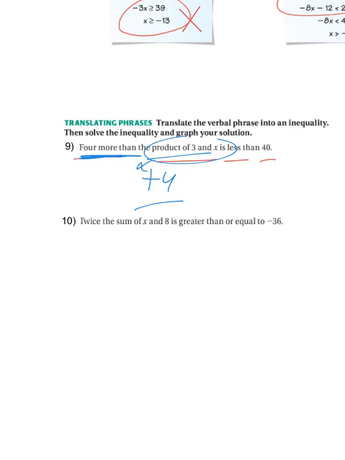The product of 3 and x. So how do I write 3 times x? Just 3x. All that is less than, so that's the inequality, less than 40. So there's the inequality you're going to have, and then you're going to go ahead and draw your line at -4 and keep solving from that point.